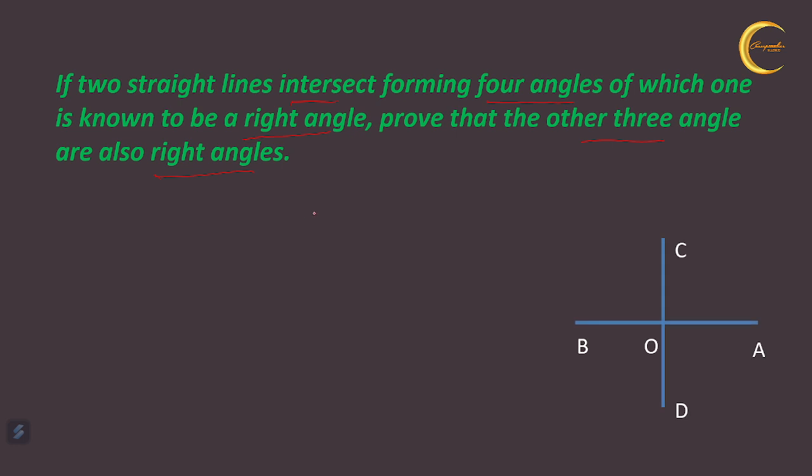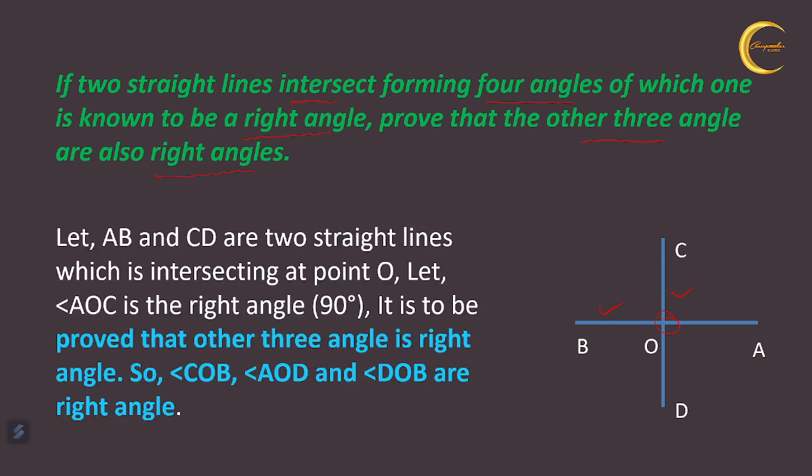Now you see here, this is an AB line and this is a CD line, and the intersecting point of these two lines is O. We see here the angle AOC is 90 degrees. We have written here that AOC is 90 degrees. Now it is to be proved that this angle is 90 degrees, this angle is 90 degrees, and this last angle should be 90 degrees. This is what is required to prove.